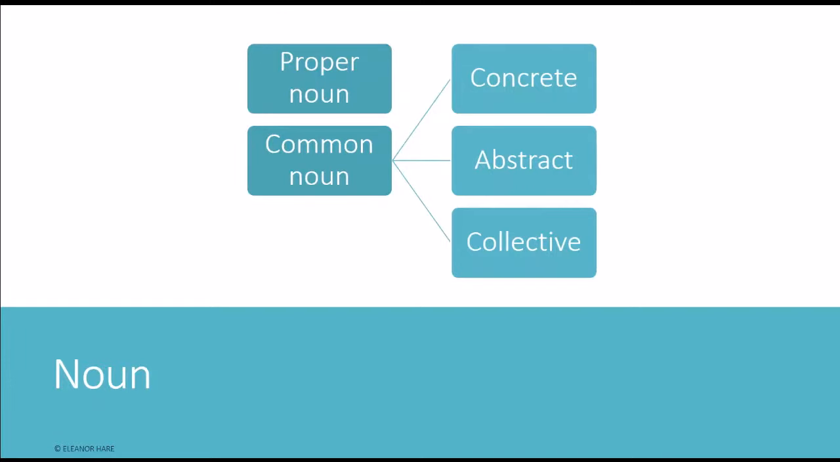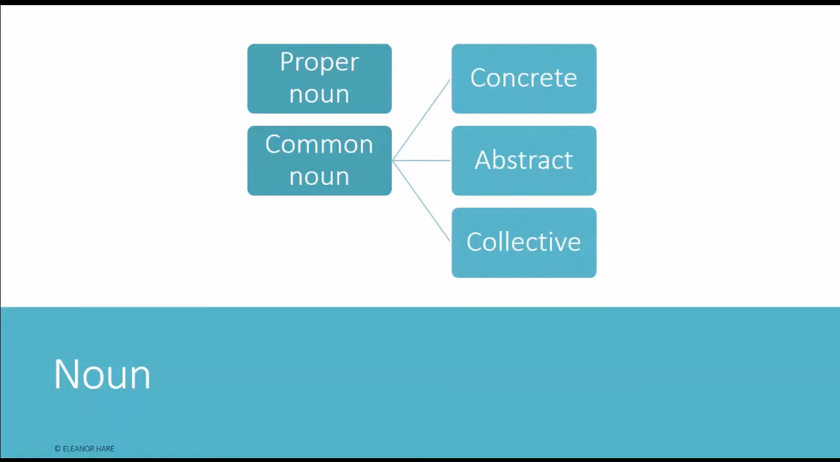Concrete nouns are physical objects. So for example, table, chair, pen. Abstract nouns are intangible objects such as love, happiness and truth. And collective nouns are objects made up of a group of objects, so for example parliament, school, crew, gang.